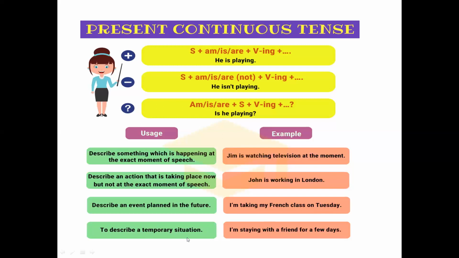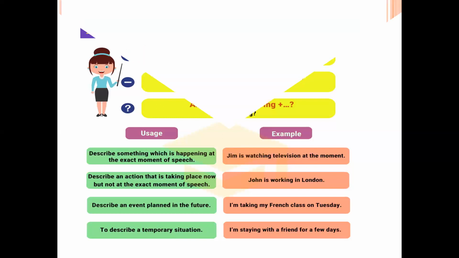It also describes a temporary situation. Temporary means which is not permanent. I'm staying with a friend for a few days. It means that it is only temporary. I am not going to stay with him always. This is only for this time that I am staying with him.